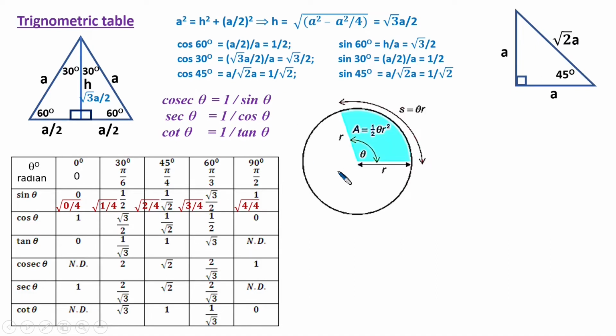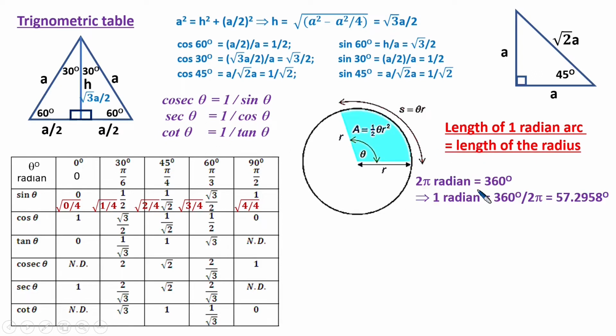Now regarding radian, suppose this is the radius of a circle. So 1 radian is an arc length which is equal to the radius of the circle. So here I say that the length of 1 radian arc is equal to the length of the radius. So the length of the arc which is equal to this radius is called 1 radian. That is the definition. And we know that 2 pi radian is 360 degree.